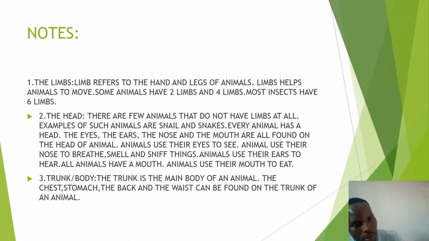Now, we are going to look at some of the functions or the basic parts. First one, the limbs. Limbs refer to the hands and legs of animals. So the hands or the legs can be referred to as what? Limbs of an animal.